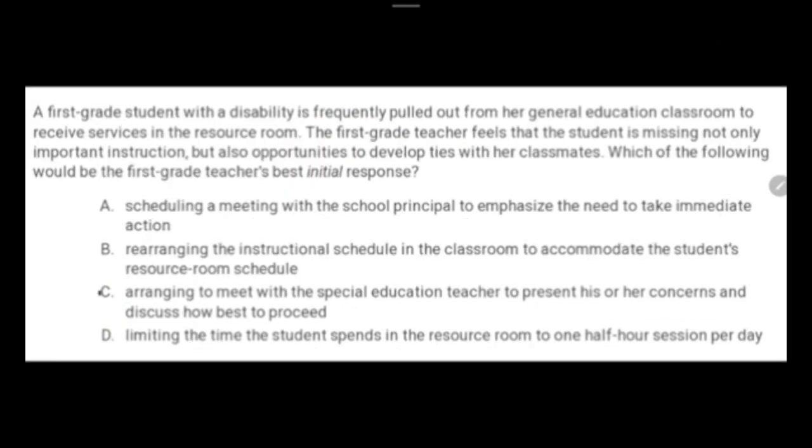A first grade student with a disability is frequently pulled out from her general education classroom to receive services in the resource room. The first grade teacher feels that the student is missing not only important instruction but also opportunities to develop ties with her classmates. Which of the following would be the first grade teacher's best initial response? Arranging to meet with the special education teachers to present his or her concerns and discuss how best to proceed. Option C is the correct answer.